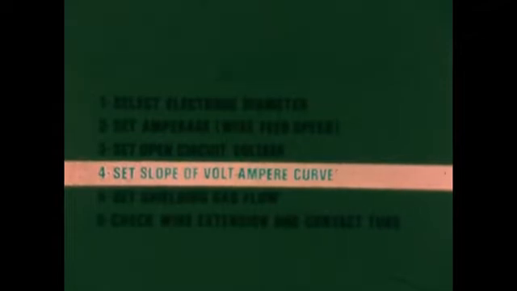Actually, it is seldom necessary to change the slope of the volt-ampere curve for short-circuiting metal transfer in mild steel welding, since the manufacturer will have set the slope to handle most of the conditions encountered. But a competent operator should know how to get the most performance out of his power source. Setting the slope of the volt-ampere curve is extremely simple.